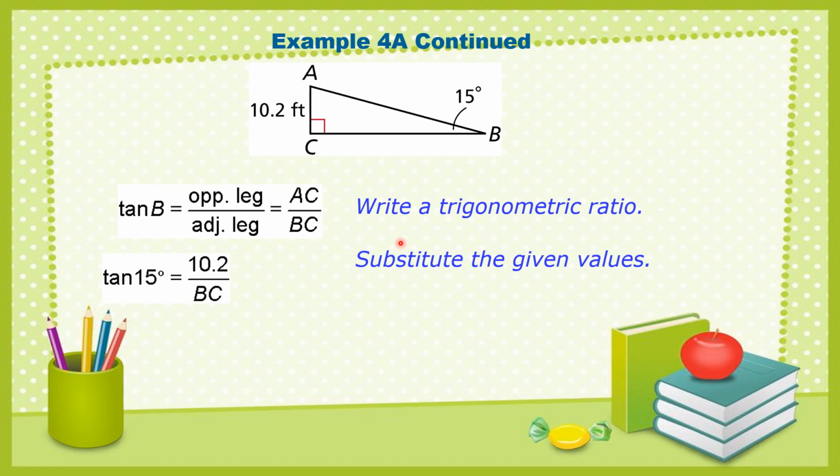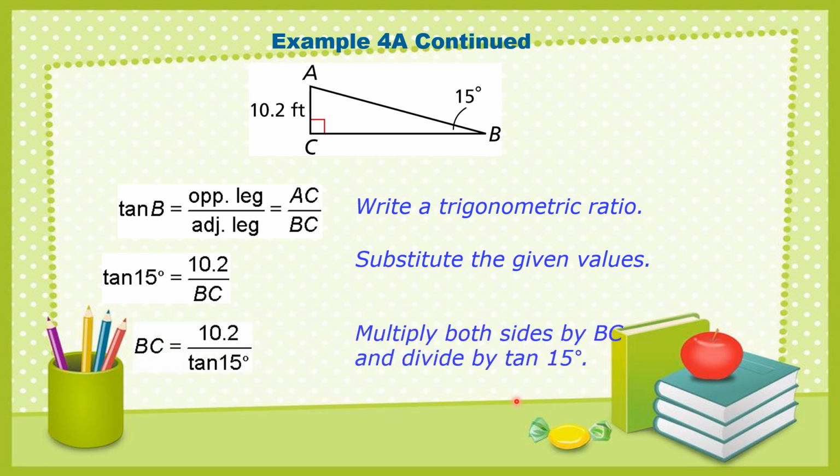And then next, substitute the given values. Segment AC is 10.2 and BC is our unknown. So tan 15 degrees, and there it is. We replaced B with the degrees. Next, we need to multiply both sides. Multiply this, it has a denominator of 1.